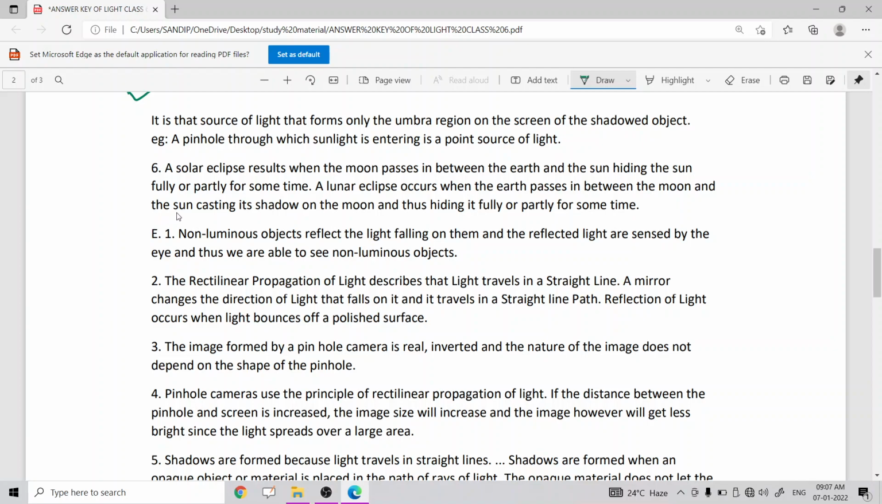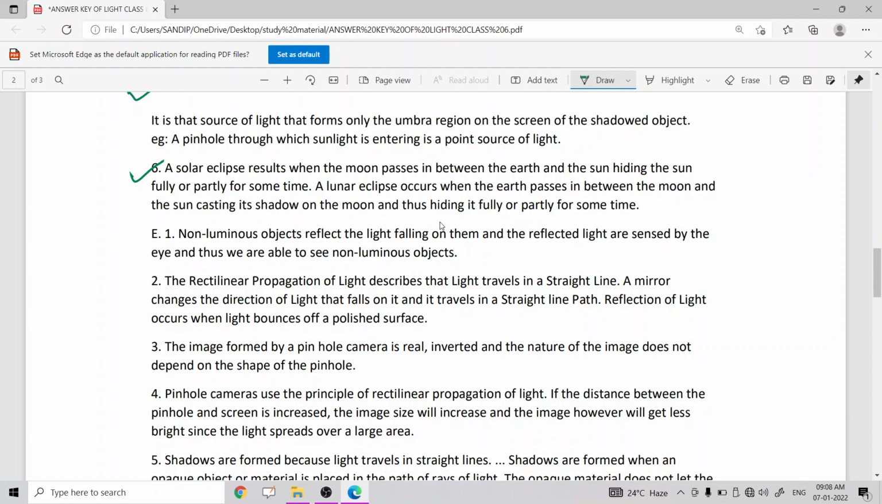Now we move to the last one, differentiate between the following: solar eclipse and lunar eclipse. It was also discussed. For a solar eclipse, the position of the moon is in between the Earth and the Sun. And for a lunar eclipse, the position of the earth is in between the sun and the moon.